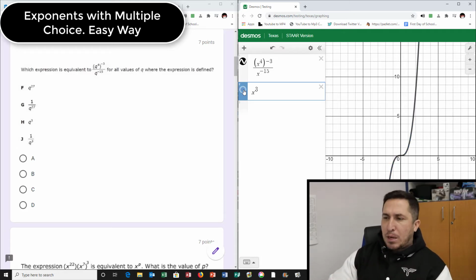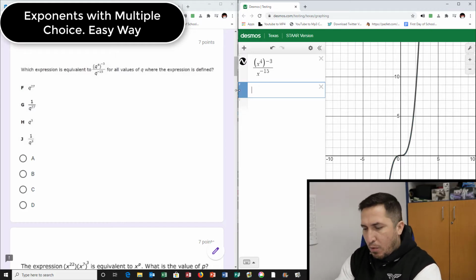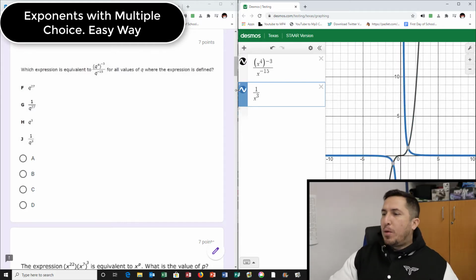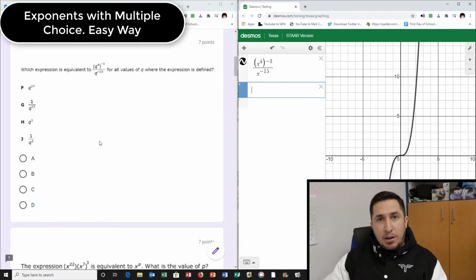They look like they're right on top of each other. He looks really good. Let me try choice J, 1 over X to the 3rd. Nope, huge difference here. No, it's definitely not choice J. So we know that it's choice H. Pick choice H, you get it right.